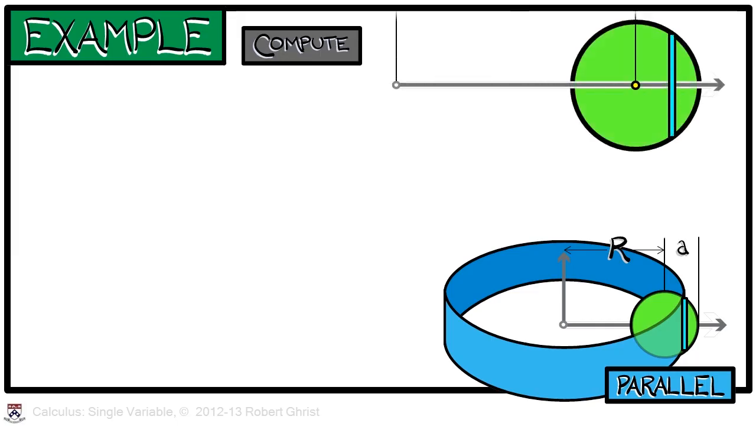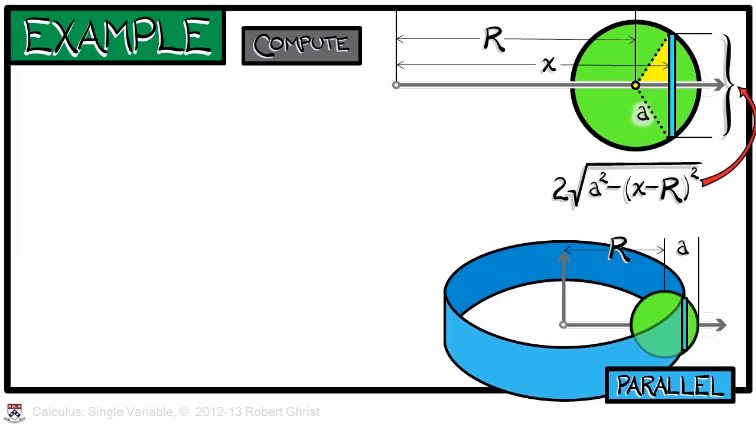The volume element intersects this disk along a vertical strip. What is the height of that vertical strip? If we use x to denote our distance from the axis of rotation, then by building the appropriate right triangle and recalling that this disk has radius a, we see that the height of this cylinder is twice the square root of a squared minus quantity x minus R, quantity squared.